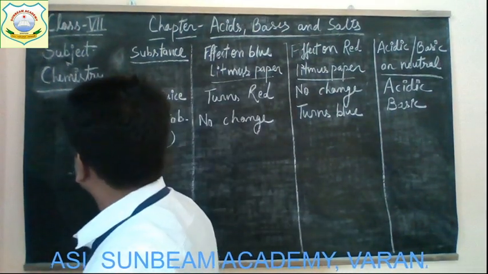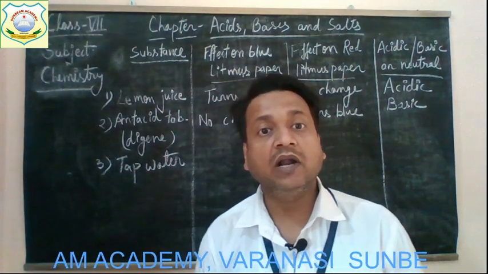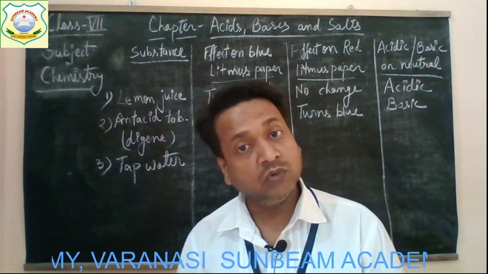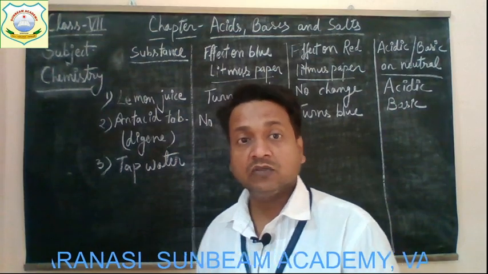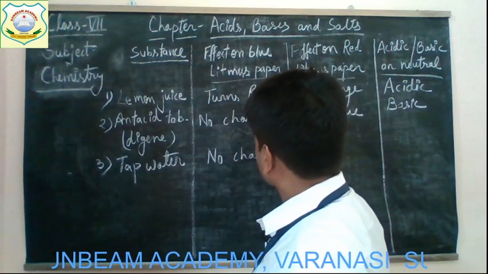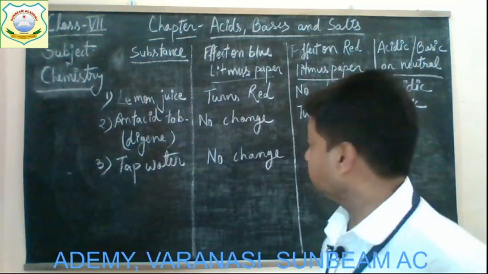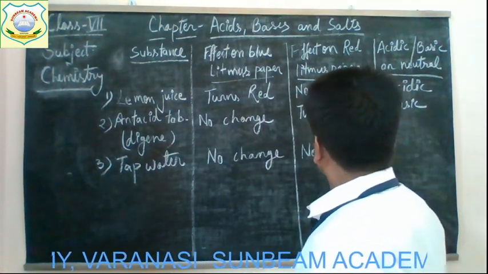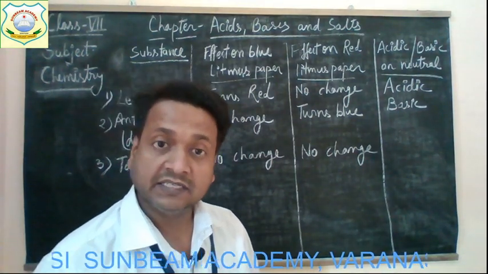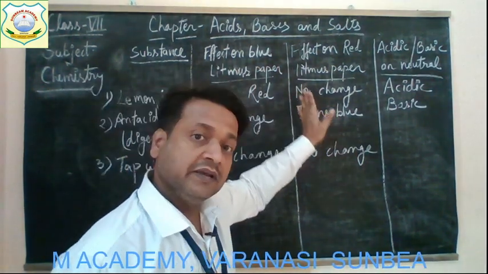Now the third substance is tap water, the water which we use to drink. Just like that, take a drop of tap water and put it on blue litmus paper and red litmus paper. Generally we observe that the blue litmus paper remains blue, no change. And the red litmus paper also remains red, no change. So this indicates that the nature of tap water is neutral. It is neither acidic nor basic. That is why the colour of blue and red litmus paper remains the same.